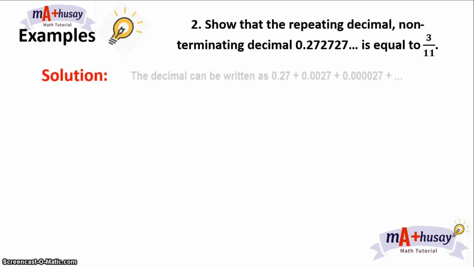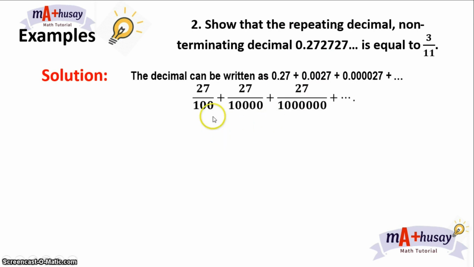So, we know that we can rewrite this decimal in this form: 0.27 plus 0.0027 plus 0.000027 and so on. Or, in fraction form, 0.27 is just the same as 27 over 100. The 0.0027 is just the same as 27 over 10,000. The 0.000027 is just the same as 27 all over 1 million, and so on.